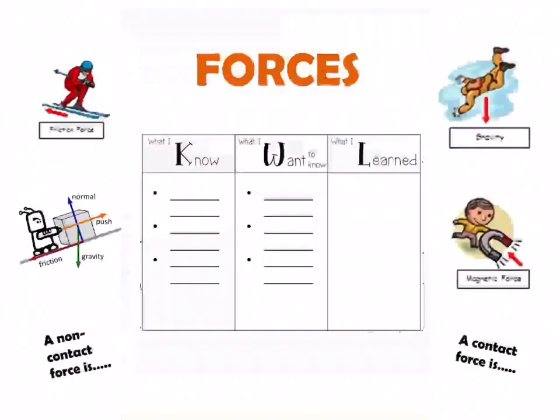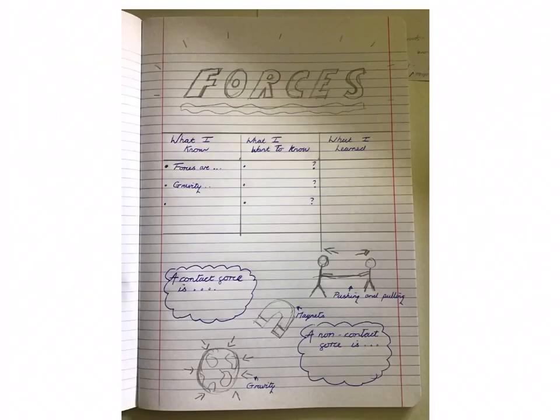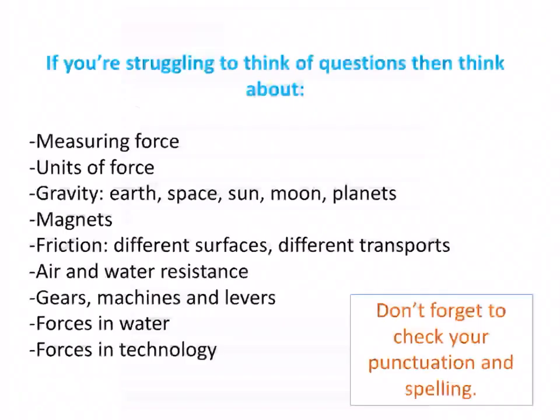So here's some more examples, but this is what it's going to look like in your book. So you do not need to write the date in LO. You just need to write the title, forces. You need to do the table. You need to write what are contact forces and non-contact forces, and you need to do some picture examples.